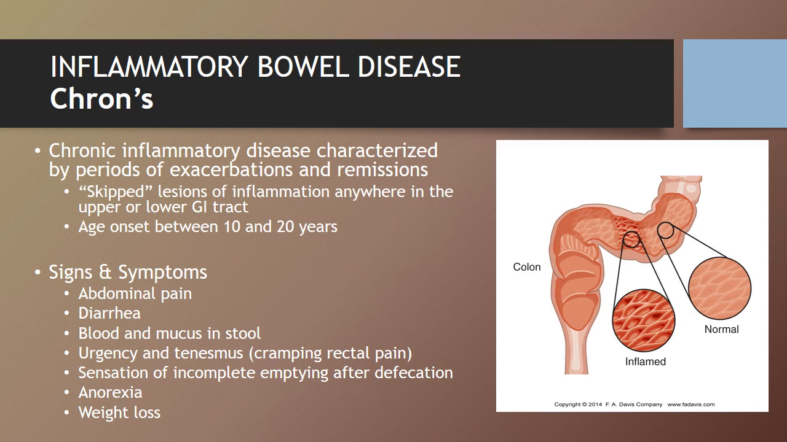Anorexia and weight loss are common, and typically the onset of this will be between 10 and 20 years old. So kids are usually a little older when they're diagnosed with this.